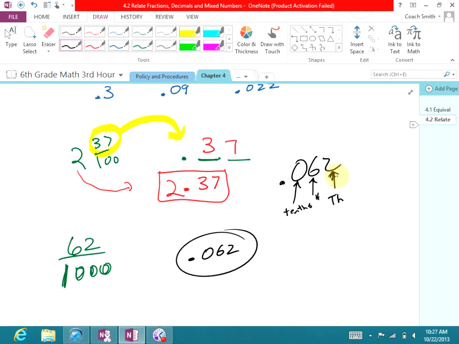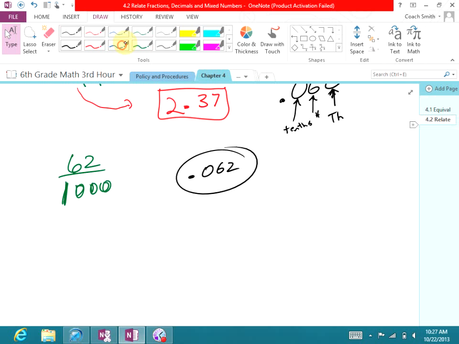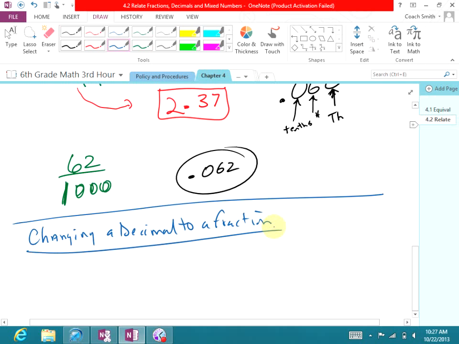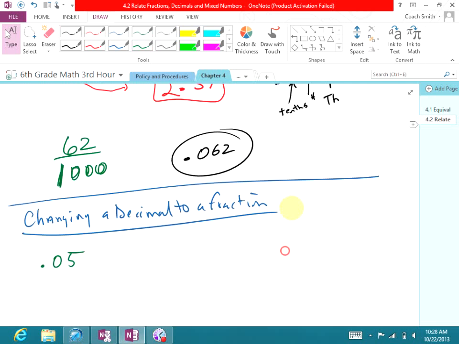The part that they maybe struggle a little bit with, and really, realistically, it's only because they forget to reduce things, is changing a decimal to a fraction. Okay? And like I said, most of the time it's just a matter of you forget to reduce it, is usually how you miss problems in this section. Let's look at this one. 0.05. I want to take 0.05 and make it a fraction in lowest terms.